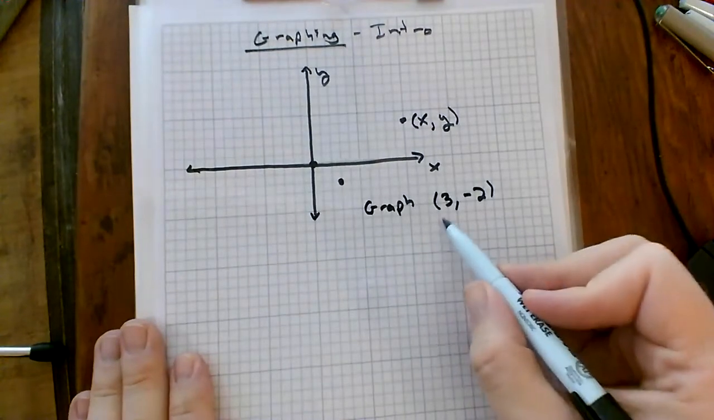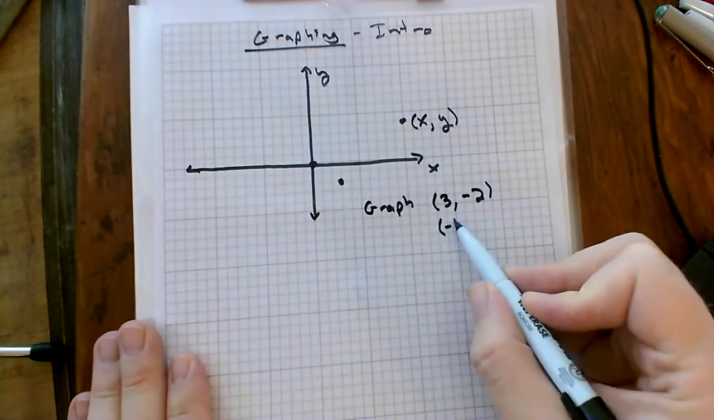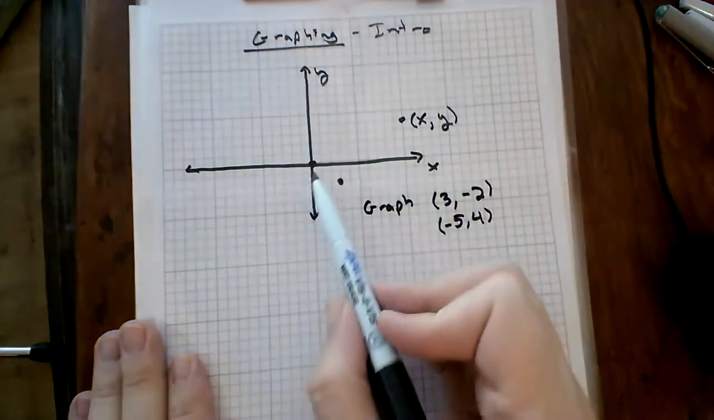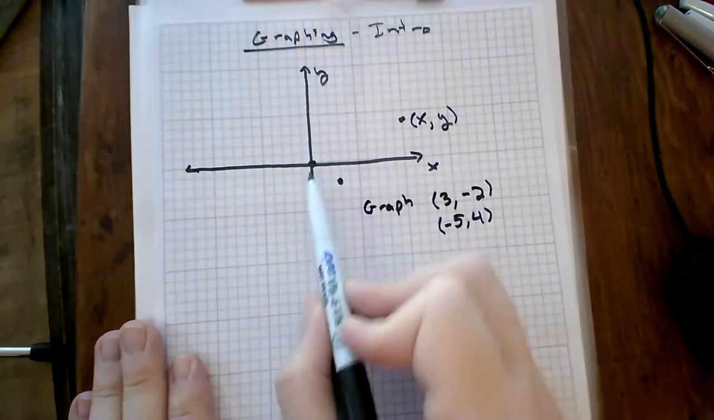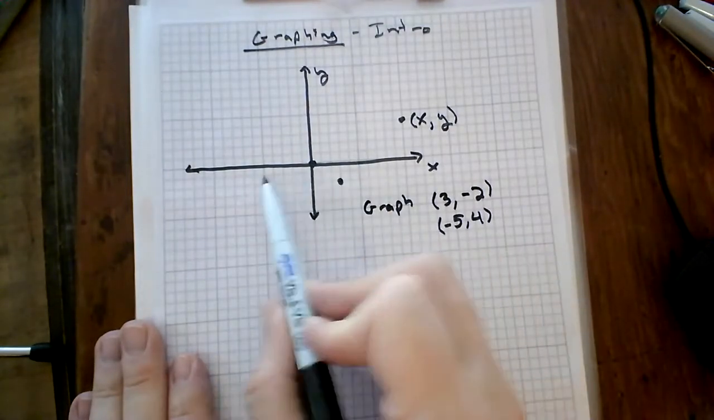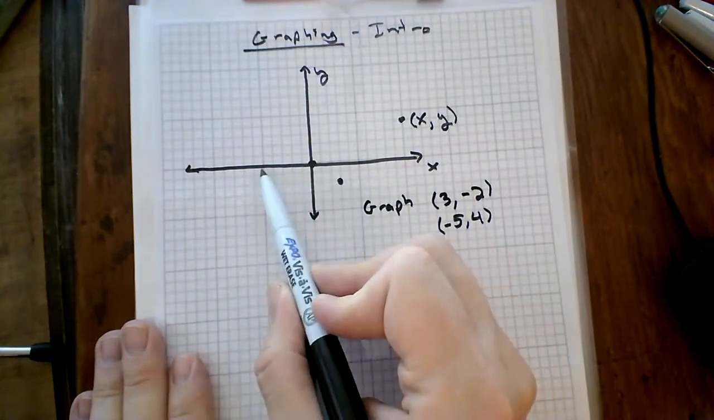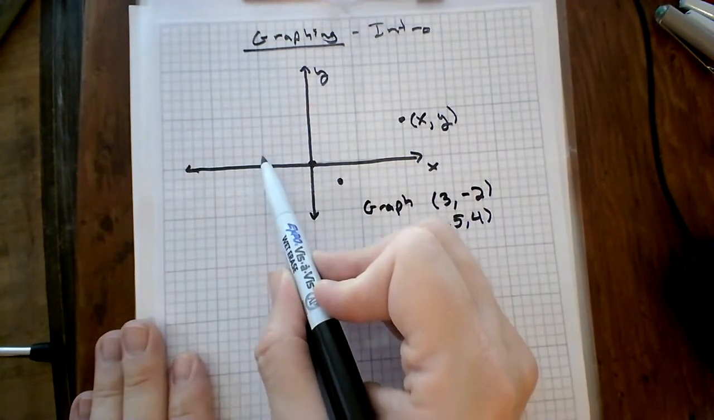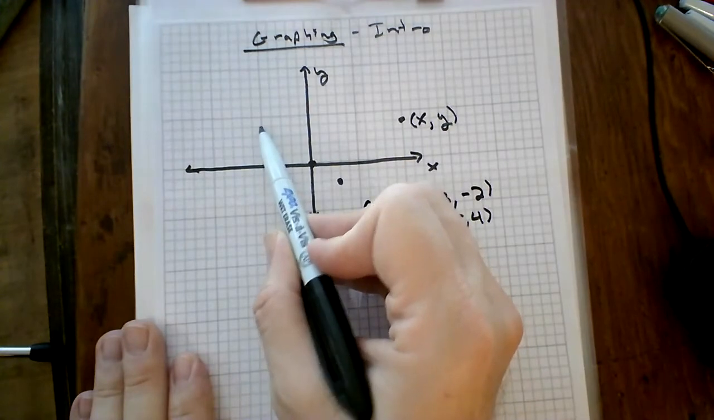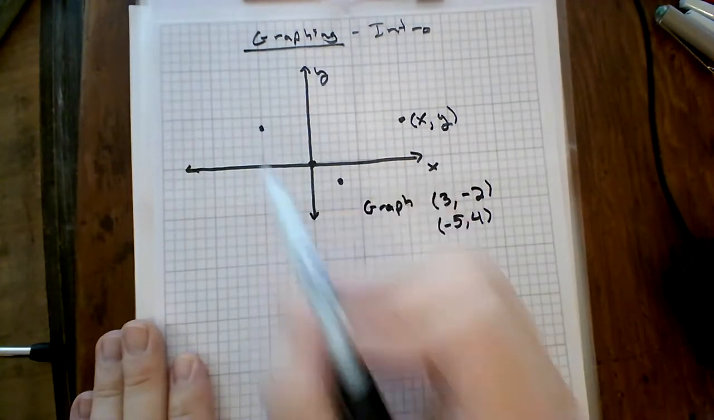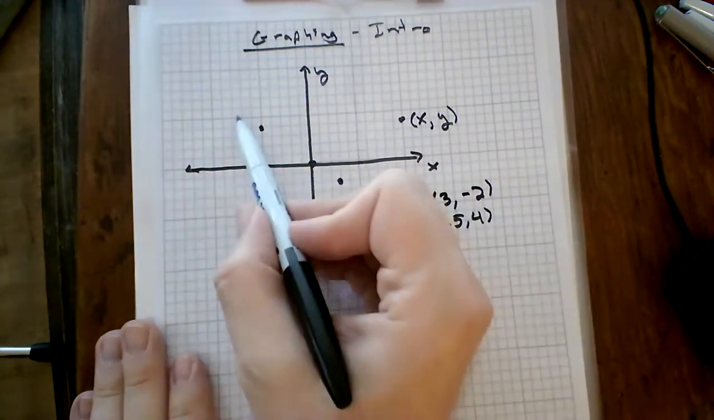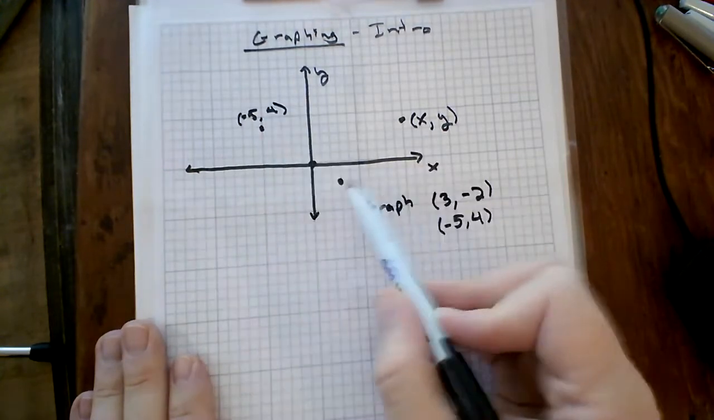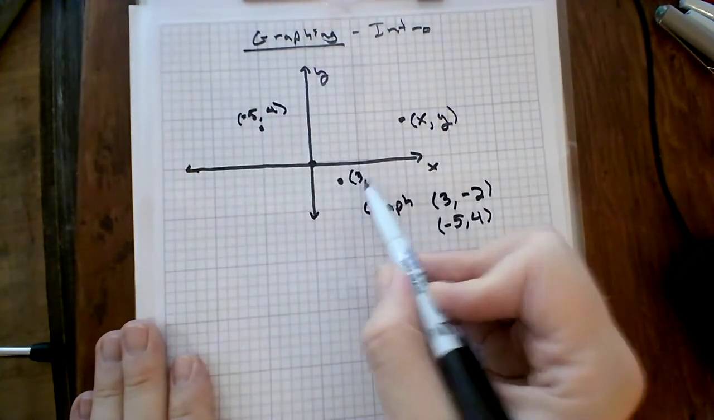I could do this again and say, oh, let's do -5 and 4. Okay, well, let's go to -5. So here, instead of going in the positive direction on the x, I'm going in the negative direction on the x. I've got 1, 2, 3, 4, 5. And in the y direction, I'm going to be positive, so it's going up this time, and I'm going up 4. 1, 2, 3, 4. So there's our point. This point is that -5, 4. This point right here is 3, -2.